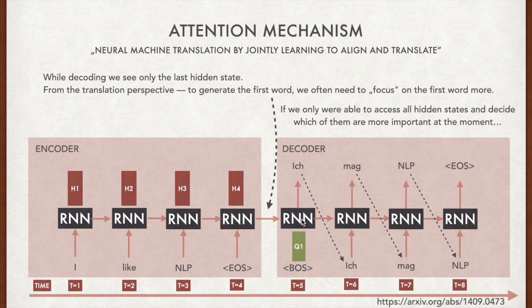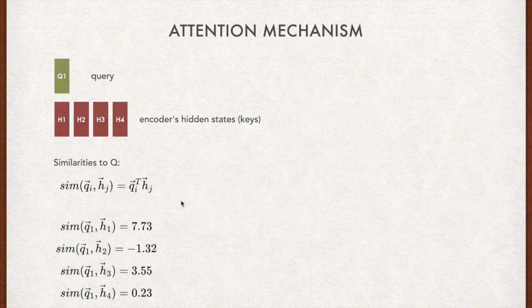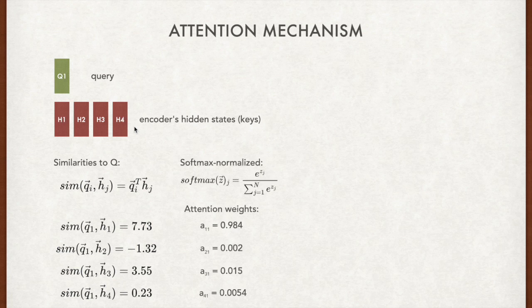We can simply calculate the dot product between Q1 and each of the H1, H2, H3 and H4 vectors. The similarities calculated using the dot product can be any numbers from -infinity to +infinity. Let's normalize them using softmax, so that all similarities will be between 0 and 1. And the sum of all similarities calculated will always be equal to 1.